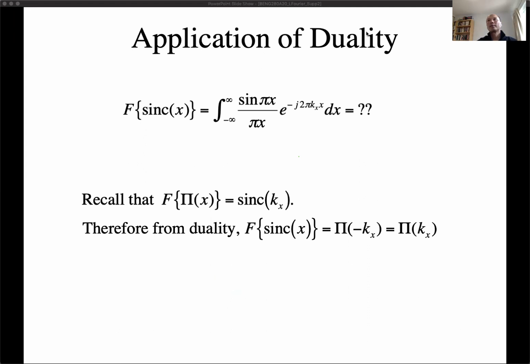If I have a rect function, its Fourier transform and the inverse transform is the sinc function. So it goes both ways. If I have a rect, it goes to a sinc. If I have a sinc, it goes to a rect. So that's probably one of the more useful pairs to remember for this course.